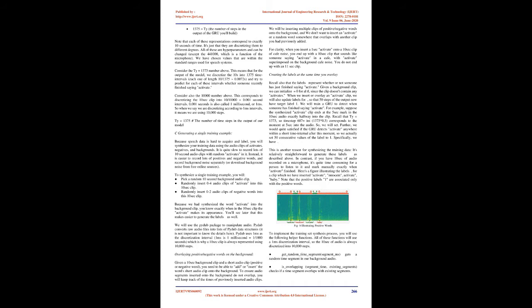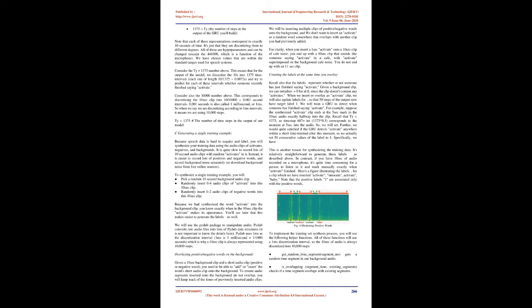To synthesize a single training example, you will pick a random 10-second background audio clip. Randomly insert 0 to 4 audio clips of activate into this 10 second clip. Randomly insert 0 to 2 audio clips of negative words into this 10 second clip. Because you had synthesized the word activate into the background clip, you know exactly when in the 10 second clip the activate makes its appearance. You'll see later that this makes it easier to generate the labels as well.